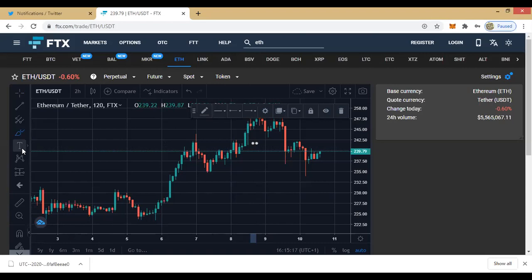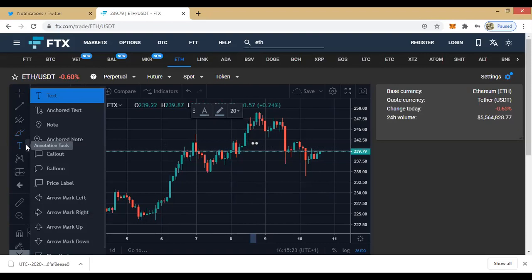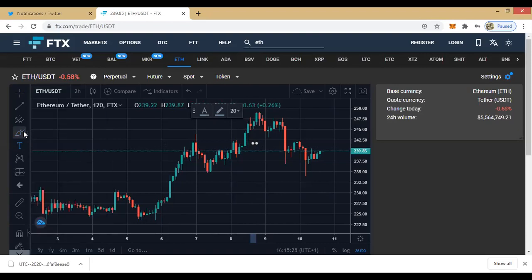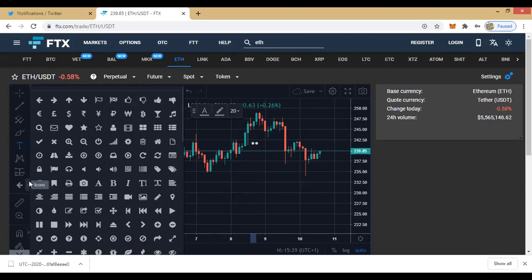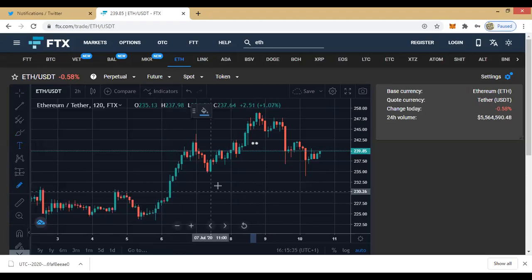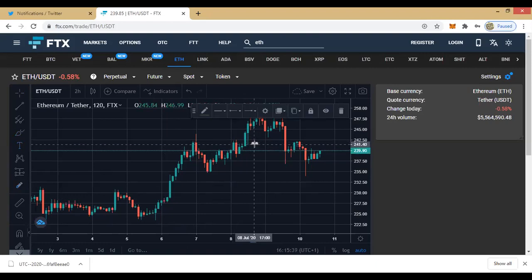Trying to know the right tool I will use for this drawing. I think this should give me what I want. Okay, yeah, I've gotten it. All right, so let me erase this. I do not need this anymore. Okay, this is what I want here.